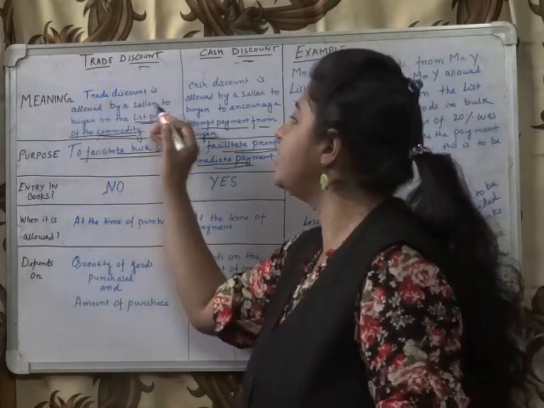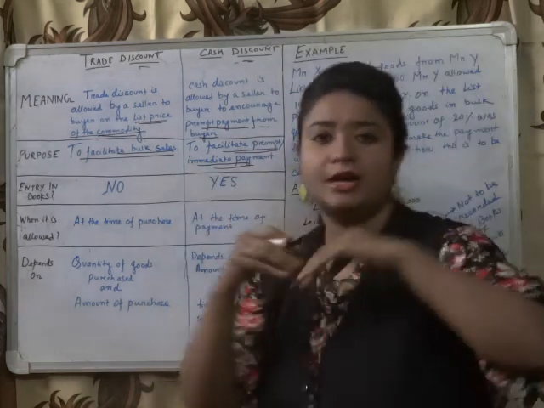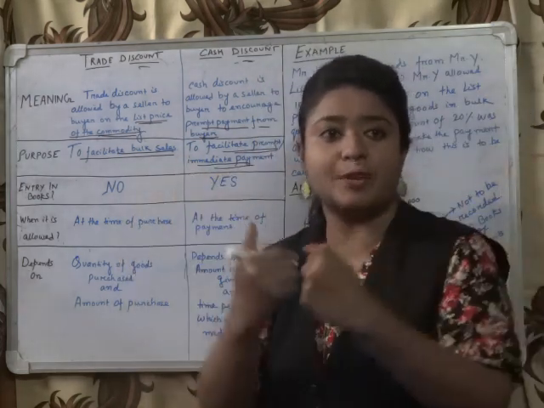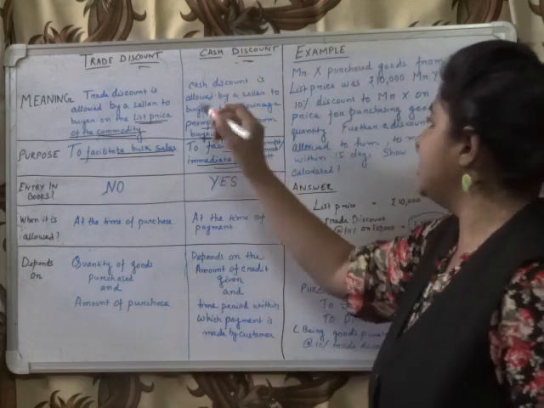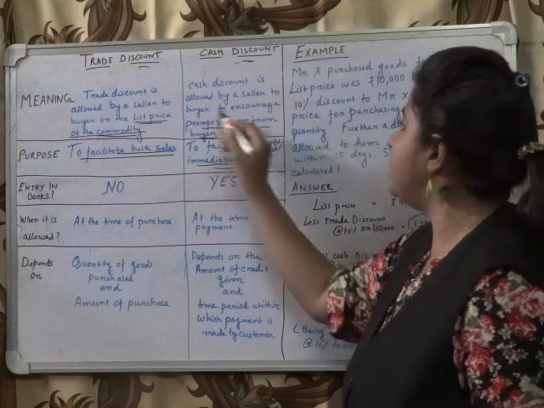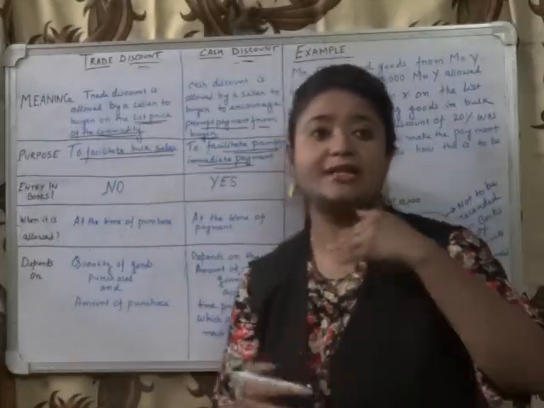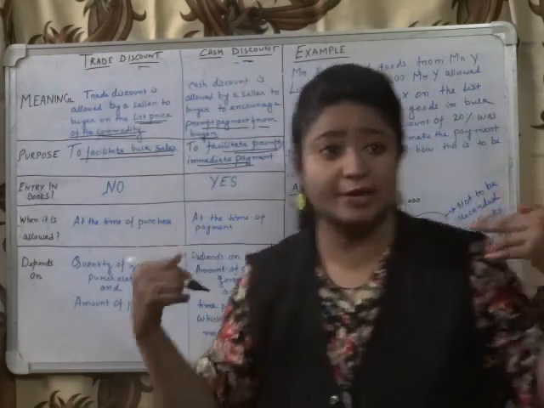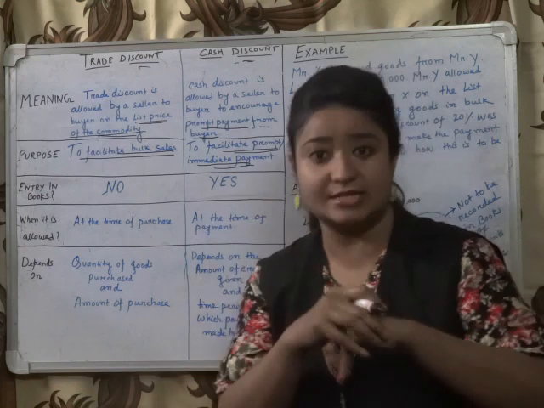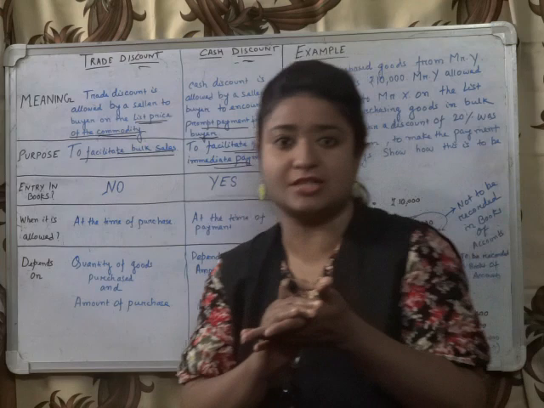So first was the meaning. Trade discount is allowed by a seller to a buyer on the list price of the commodity, that is, the price of the commodity fixed by the seller at the very beginning, or you can say the invoice price. And cash discount is allowed by a seller to a buyer to encourage prompt payment from the buyer, so that he can get the money back within a very short span of time, which he wouldn't have gotten back if he hadn't allowed any kind of cash discount.